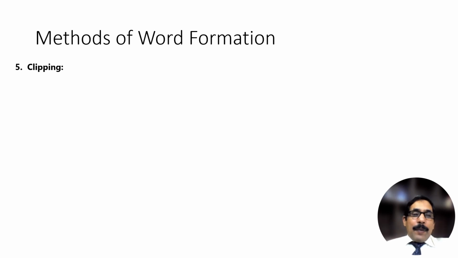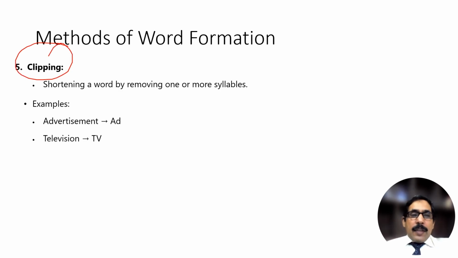Clipping. As you see from the word, it is shortening. Shortening a word by removing one or more of its syllables. For example, advertisement. In this word, the rest has been removed and only ad is left. Similarly, television becomes TV. So some syllables are omitted or removed to make a new word. So ad and TV are new words. This method is known as clipping.